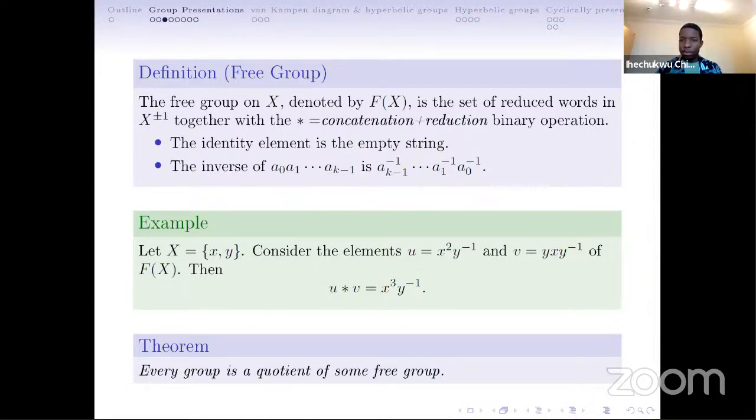So here's an example here. Here you have a u and a v. When you combine them, y inverse cancels with y, and so this is what is left. So this is what you get when you concatenate and reduce. And it's a theorem that every group is a quotient of some free group.